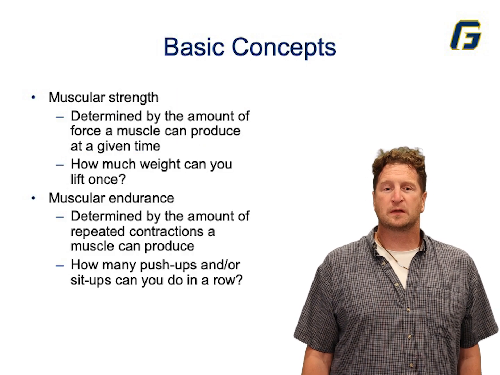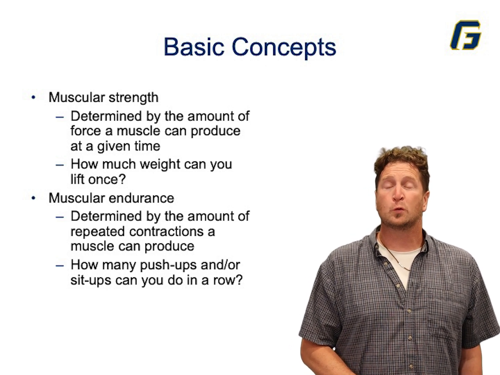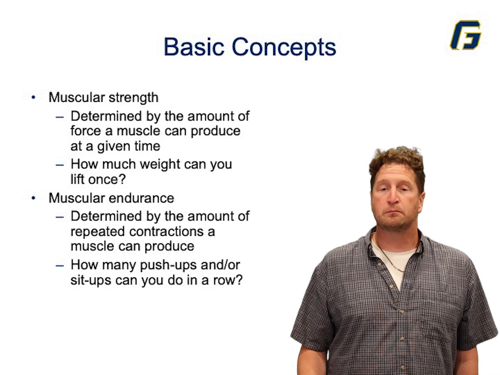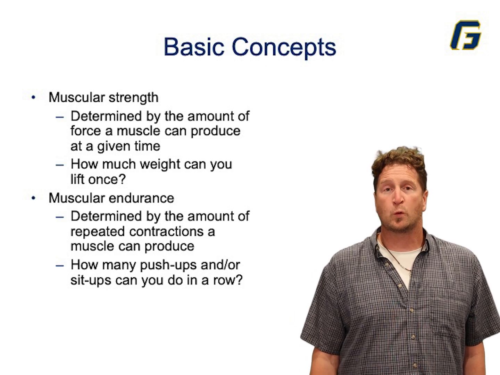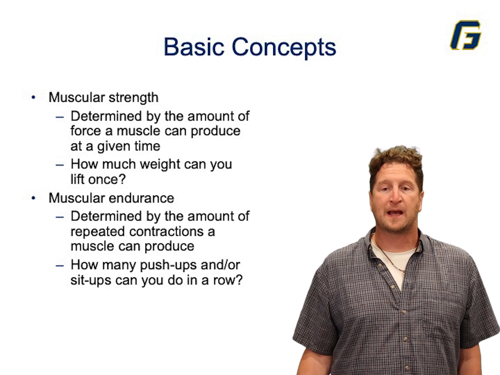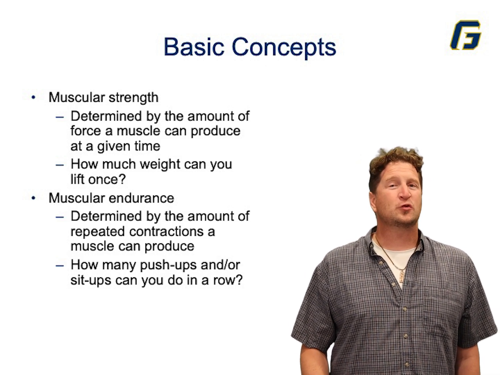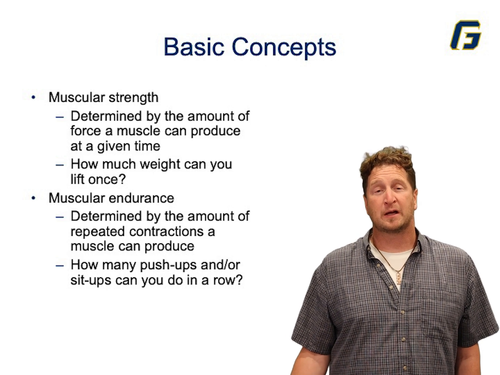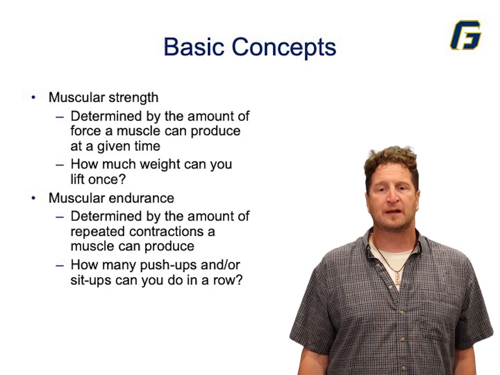When we talk about muscular strength, it's determined by how much force you can move or lift with a single motion. So it's typically measured by what we refer to as a 1RM or a 1 repetition max. You can think of it functionally like how much weight could you lift one single time. With one motion, what's the most amount of weight you could lift in that particular motion?